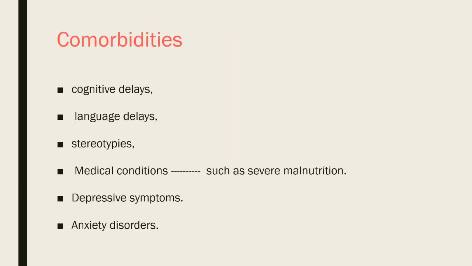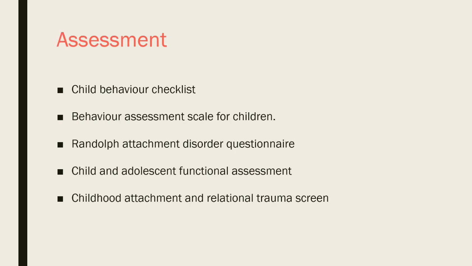Comorbidities of reactive attachment disorder include cognitive delays, language delays, stereotypies, medical conditions like severe malnutrition, depressive symptoms, or anxiety disorder. Assessment: the Child Behavior Checklist can be used along with the Behavior Assessment Scale for Children, the Reactive Attachment Disorder Questionnaire, the Child and Adolescent Functional Assessment, and the Child Attachment and Relational Trauma.